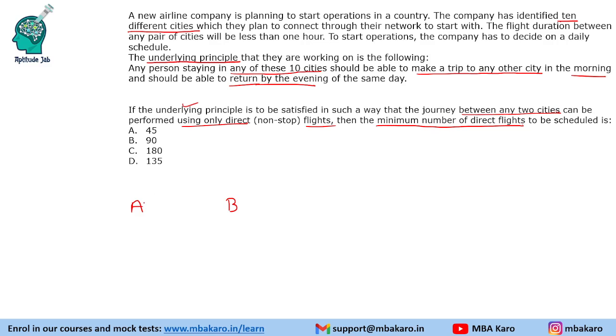Suppose a person has to go from A to B in the morning, so they will take one flight from A to B, and another person has to travel from B to A in the morning. So we need two morning flights. Now, in the evening, a person should be able to return from B to A, and a person should be able to return from A to B. So we need evening flights also. So we need a total of four flights between a pair of cities, two for morning and two for evening.